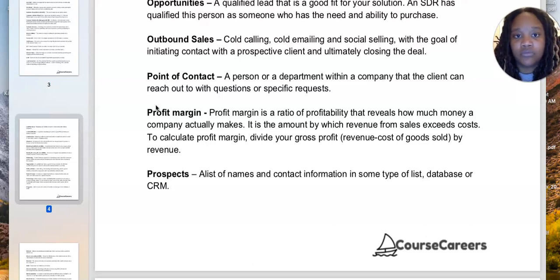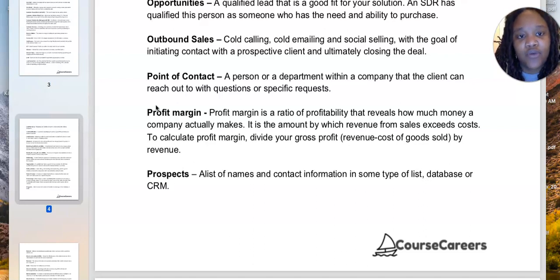So this is more so a business development representative. Their job is to cold call 100 people a day, send out maybe 50 cold emails, and reach out to maybe 50 people on LinkedIn. So huge, that's a whole other ball game.